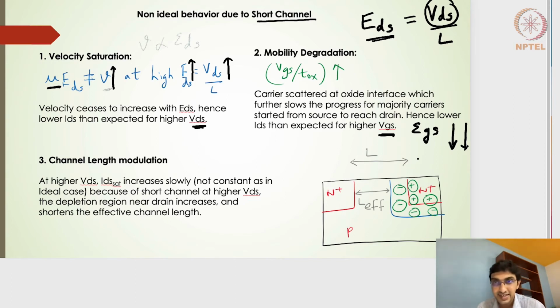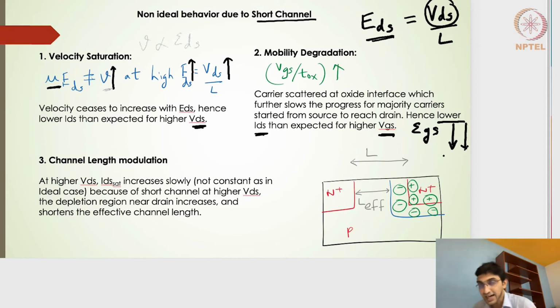So the carriers going from the source to the drain side will have a lot of scattering effect because they collide at the oxide interface, and also it will have some collisions within the channel itself, and thereby the progress of the majority carriers which started from source to drain is delimited. Hence, due to that particular effect also, we have a lower IDS value, lower current than expected for the higher VGS. Right, again, this is due to the electric field EGS, which turns out to be very, very high.